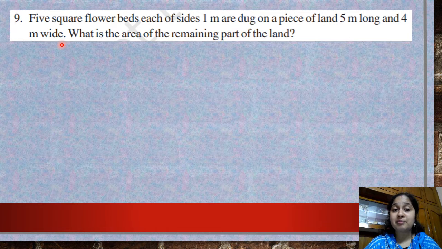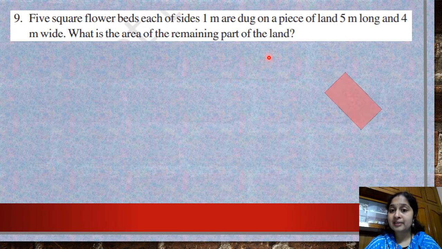What do you understand by this, children? Can you just think that it is somewhat similar to the previous question? Yes, that was the floor. Here it is a piece of land. That's the difference. So let's repeat the question once again. 5 square flower beds, each of side 1 meter, are dug on a piece of land 5 meters long and 4 meters wide. What is the area of the remaining part of the land?